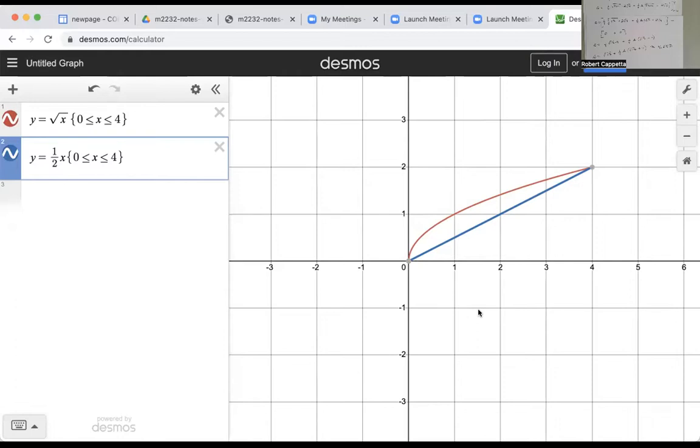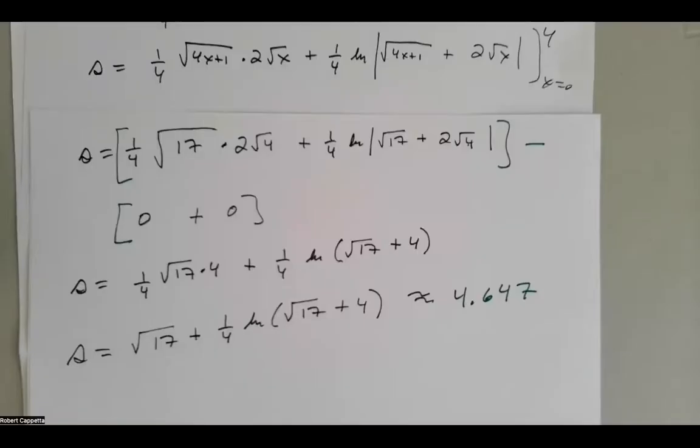What is the square root of 20? It's 4.47. So you see the thing in red has got to be bigger than that, right? The shortest distance is a straight line. So it's got to be bigger than 4.47. Is my answer of 4.647 a little bit bigger? It is. And there's one other way that I'm going to check this.